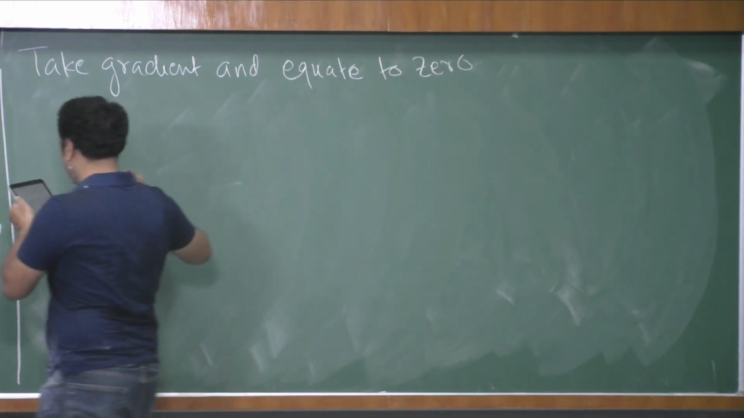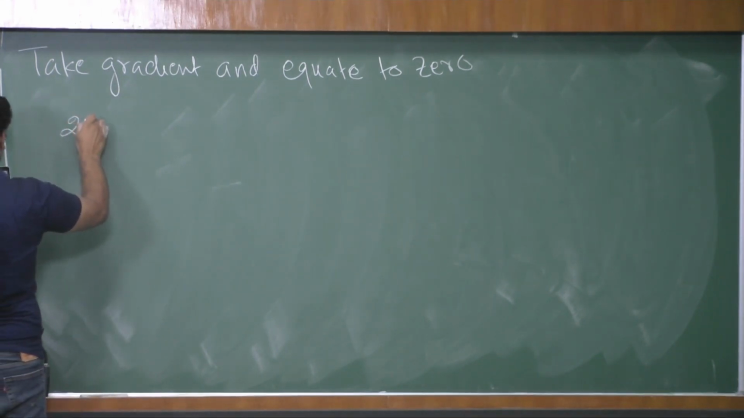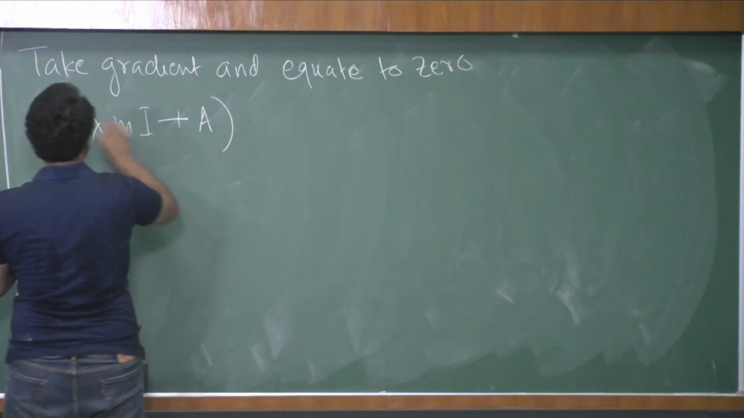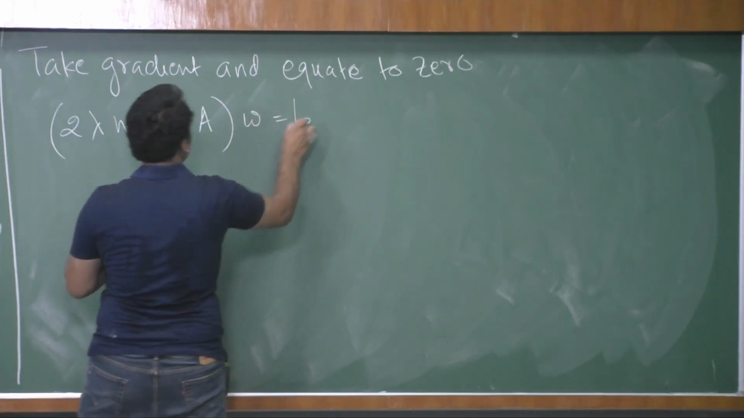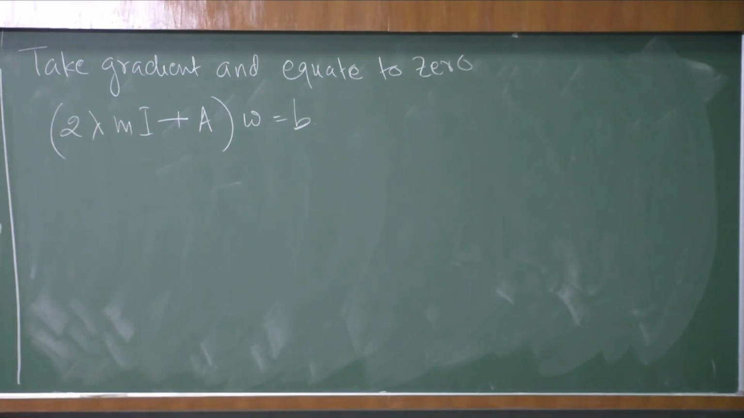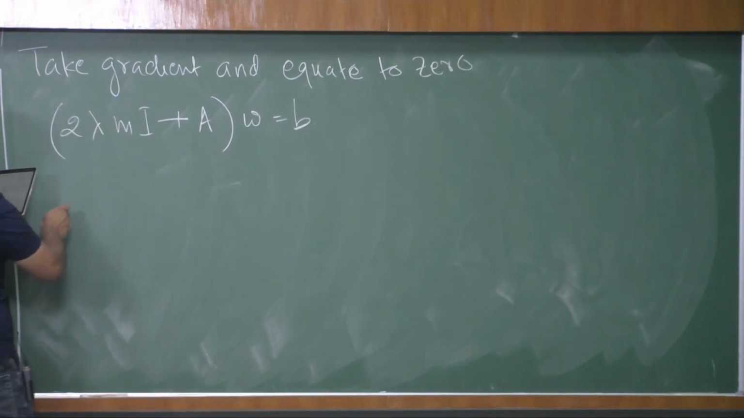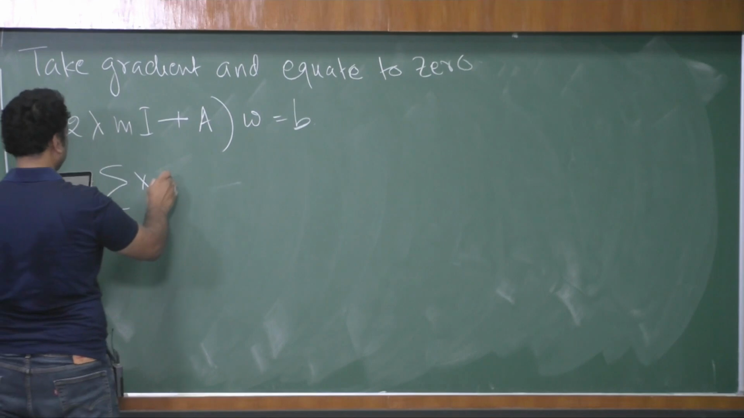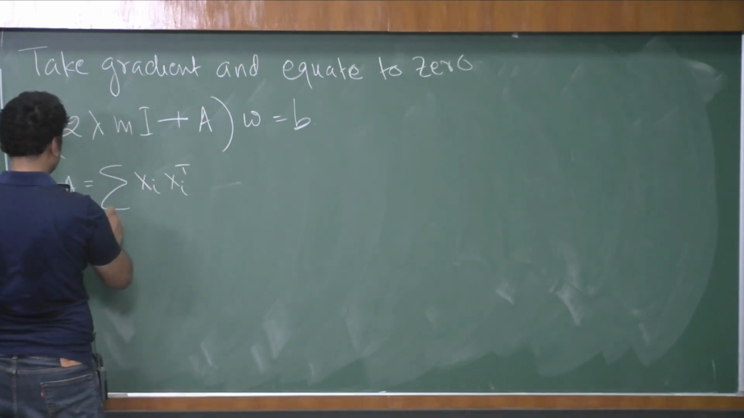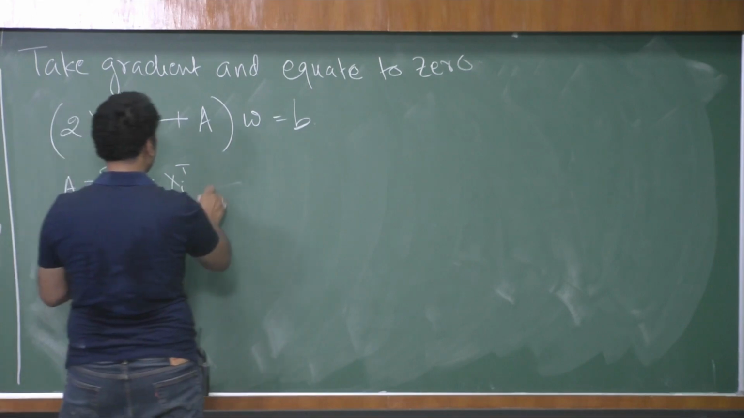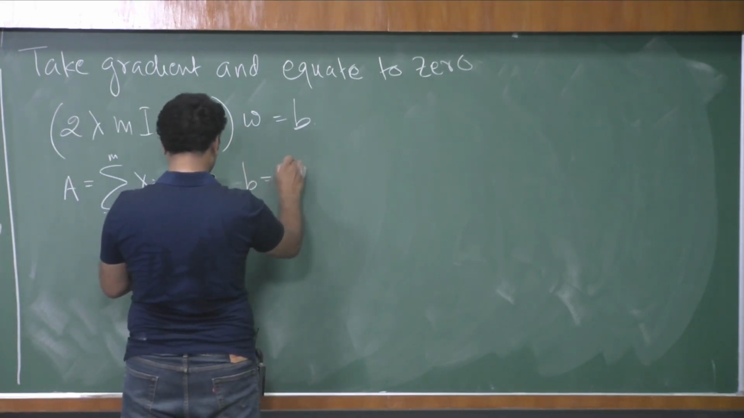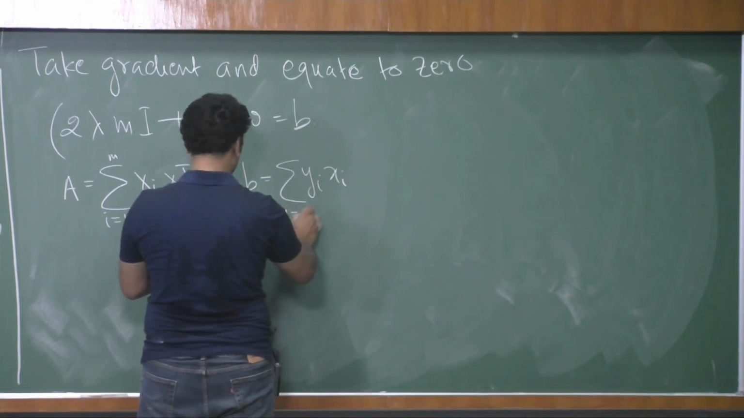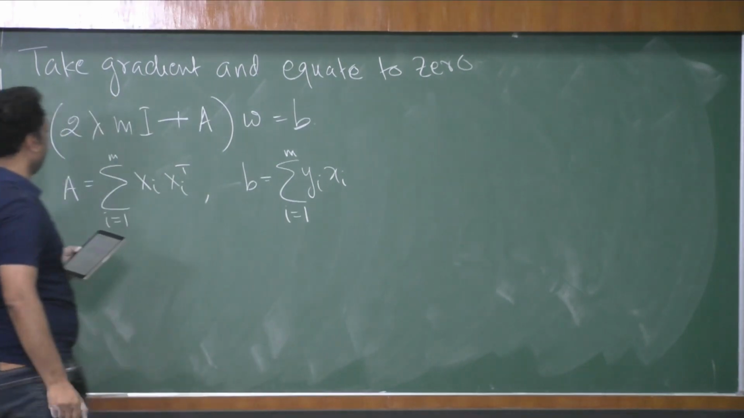So if we do that, then we will get (2 lambda m I plus A) w equals b, where A is the sum of xi xi transpose, i equals 1 to m. If you don't recall this, you can see those derivations that we did a long time ago. So A will be of this form.